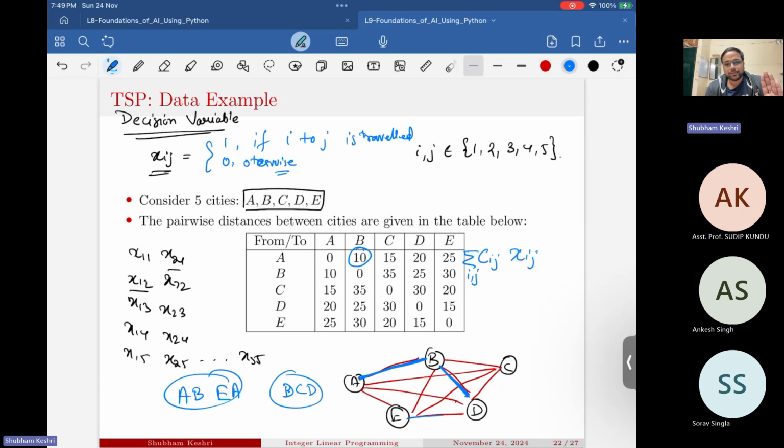Is that all right? Why are we saying that you have to enter a city exactly once? Because if you enter a city more than once, then you are creating subtours, right? Similarly, if you exit a city more than once, then you are trying to create subtours. Those are not allowed. You can enter a city only once, you can exit a city only once. Therefore, you will have what is actually known as flow balance, entering once and exiting once, flow balance constraints.